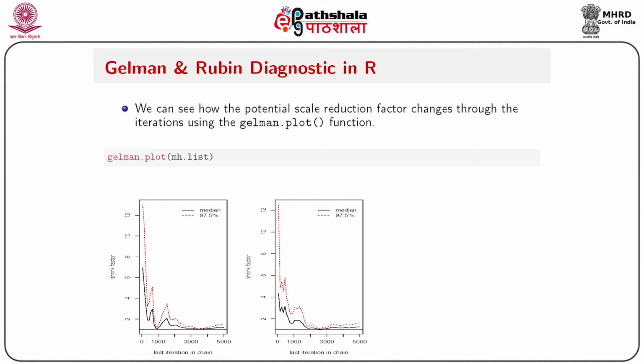On the x-axis is the last iteration in the chain. As the iteration number increases, we can see that the scale reduction factor is gradually decreasing. Seeing this plot, we can easily identify where the scale reduction factor goes down to 1.2 or 1.1. So you can set your sample size there. That would be the chain size that you need to generate.